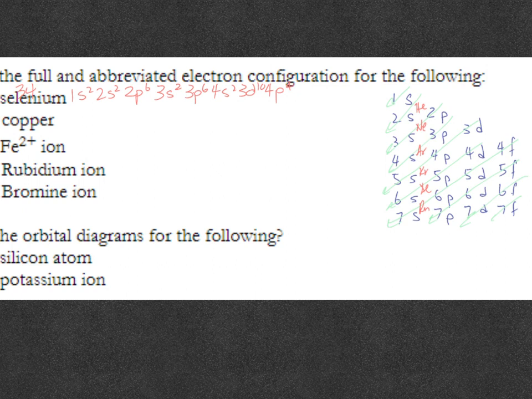Now, to do the abbreviated on the periodic table, you find the noble gas that's closest to its atomic number without going over. So that's going to be argon. Now, by writing argon, you have written the electron configuration for the first 18 electrons.